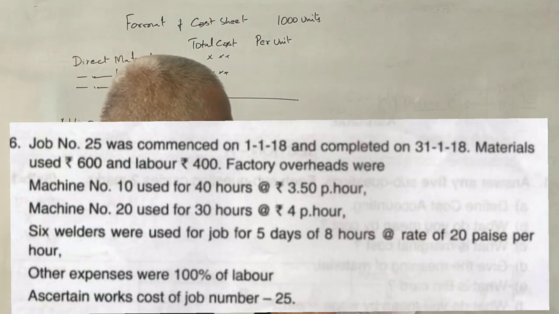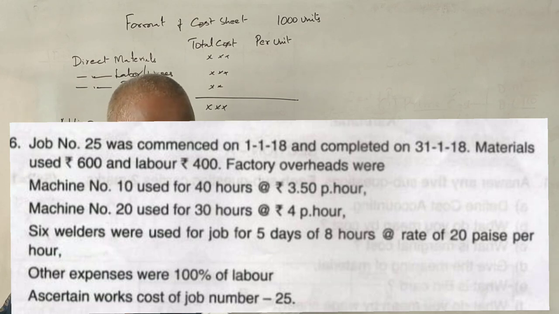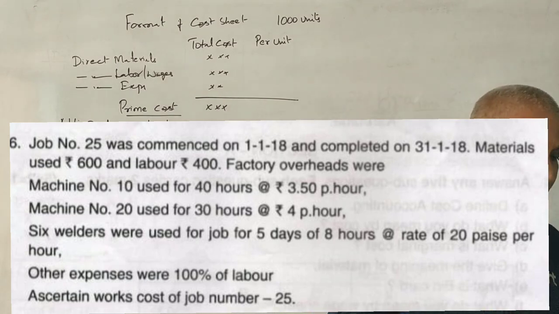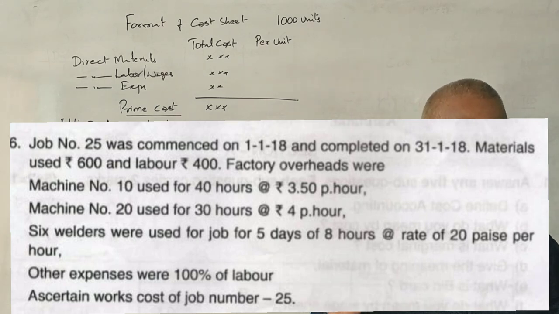Students, 2018 question paper, in cost accounting we have a problem. First, we will explain this. I will read out this question. Job number 25 was commenced on 1st of January 2018 and completed on 31st of January 2018, within one month. We have undertaken and also completed it.